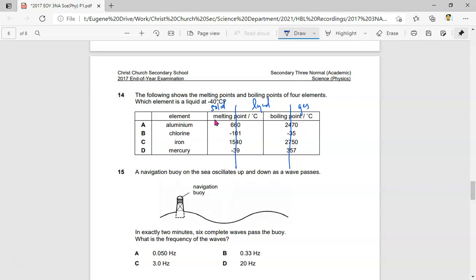So the next part is really to find out where is -40. So -40 is over here. So at -40 degrees Celsius, aluminium is a solid. How about -40 over here? So chlorine, -40 is actually here, because it's lower than -35, but it's higher than -101. So chlorine is a liquid at -40, so the answer is actually B. Iron, -40 degrees Celsius is here. Mercury, -40 is also here. So the only answer possible left is B, chlorine is a liquid at -40 degrees Celsius.